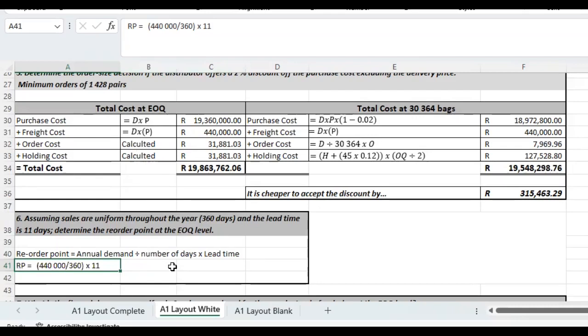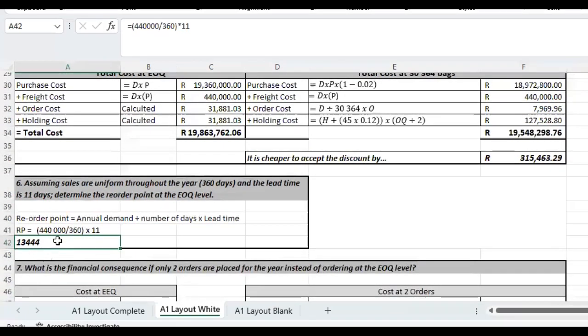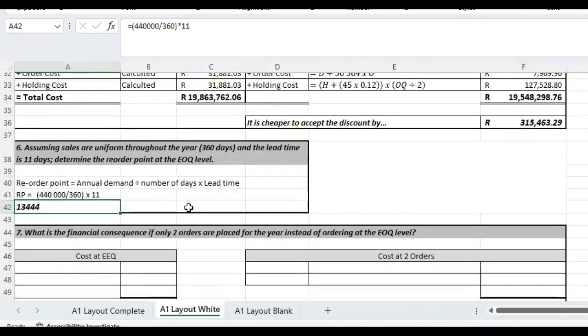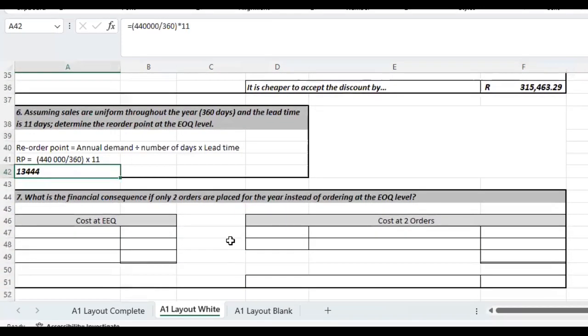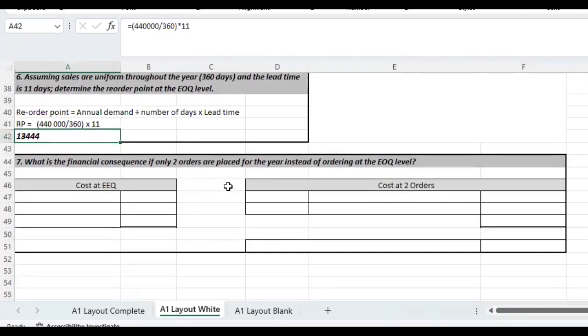So what we do is we simply go and we replace the values there, and then we get an answer, and we see that our reorder point is at 13,444. Okay, so when we reach that level, we have to order. Okay, what is, they say to us now, the financial consequence if only 2 orders are placed for the year instead of ordering at the economic order quantity level?